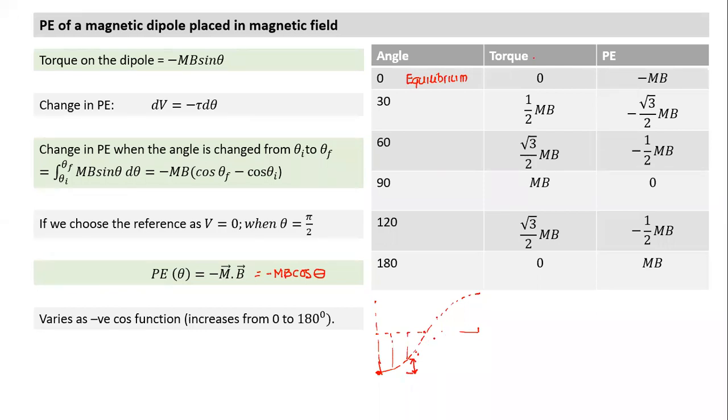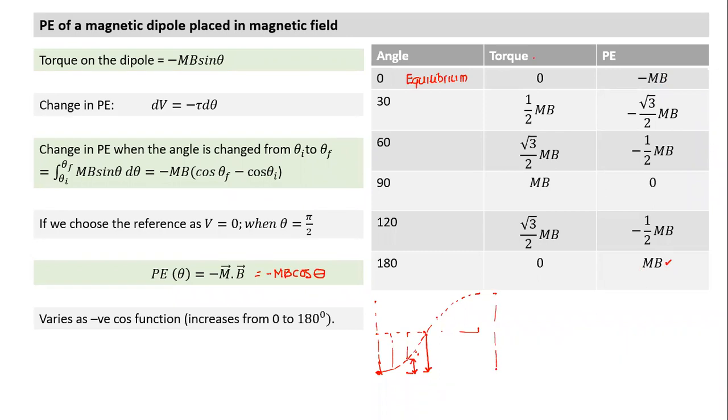Similarly, if I go for other cases also, this will indicate the work done to rotate by 90 degree. What will be the work done to rotate by 90 degree? Final potential energy minus initial potential energy, which will be equal to mb. What is the work done to rotate by 180 degree from the position of equilibrium? In that case, work done will be final potential energy minus initial potential energy. So always keep in mind, when I subtract a minus potential energy, this term becomes positive. So in that case, work done will be equal to mb.